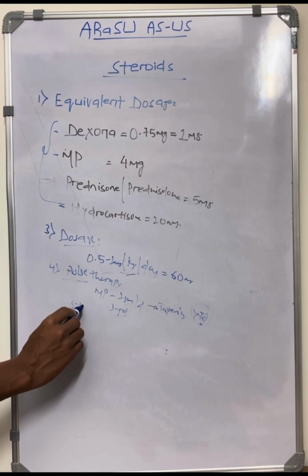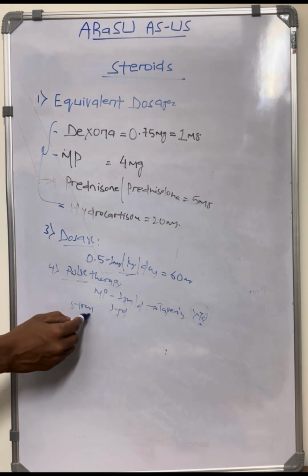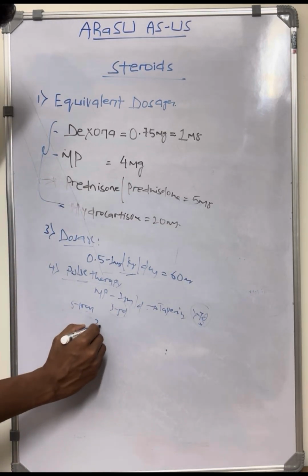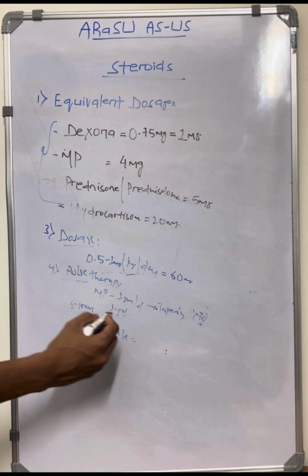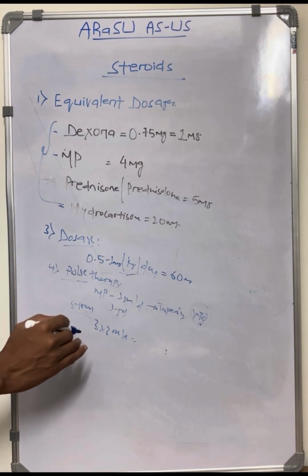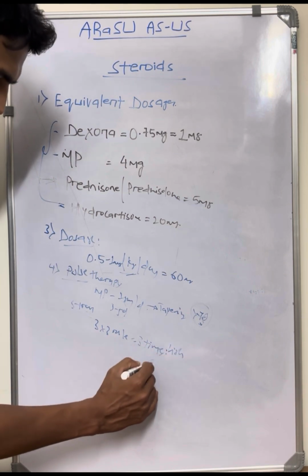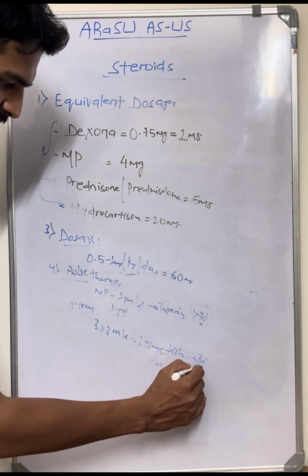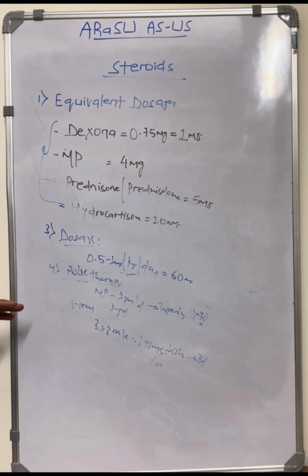Then what is stress dose? Suppose the individual is already on steroids for some condition, and if they develop minor stress or illness, at that time we have to follow the 3:3 rule. That is, we have to use 3 times the present dose for 3 days. This is the stress dose of steroids. So these are the things we have to consider when we are using steroids in medical cases.